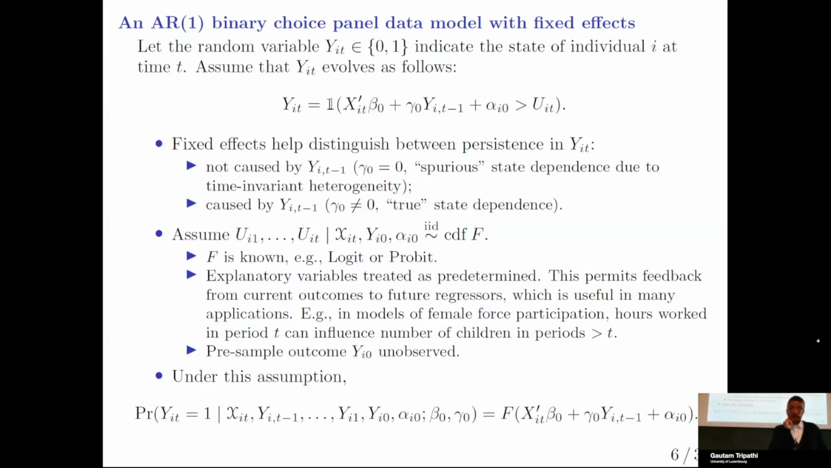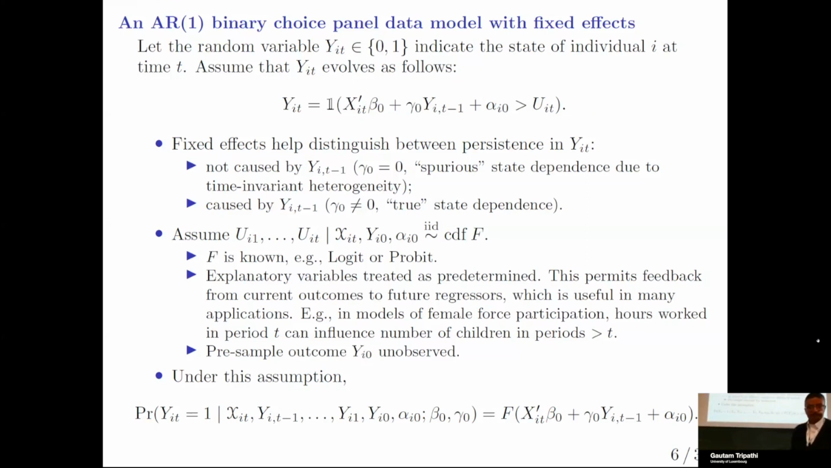This is actually quite nice because conditioning only on the past regressors allows current outcomes to influence future regressors. This is useful in applications where this kind of feedback happens. For example, if this was a model of female employment, then the decision of a female to work in a particular period t can influence the number of kids in future periods. So this kind of feedback between current outcomes and future regressors is very useful to allow for, and controlling only for the past helps us do that.